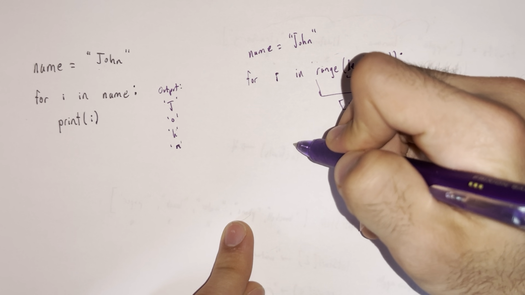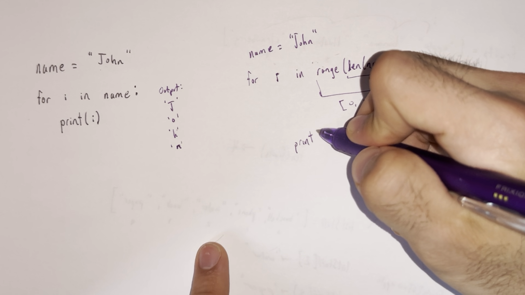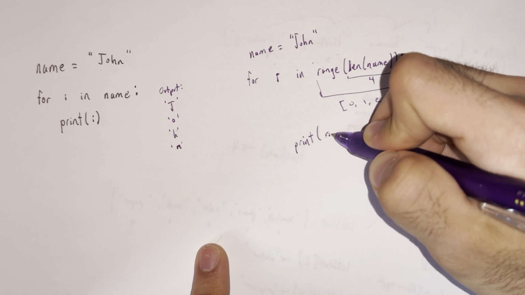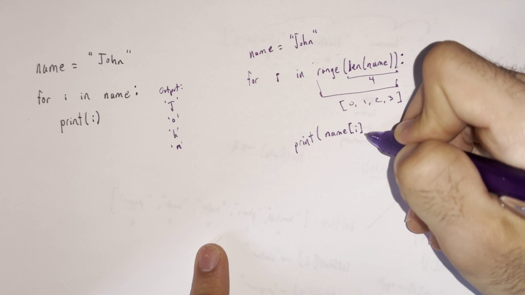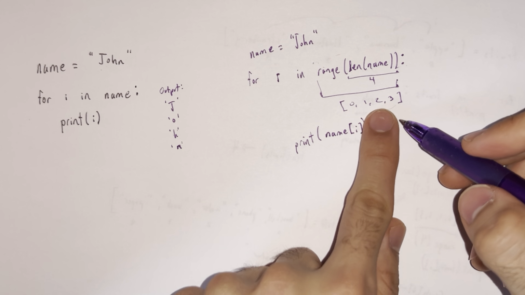That's what this part is here for. So if we wanted to do the same thing as we did here, we would just print name at index I. So name 0, name 1, name 2, name 3.